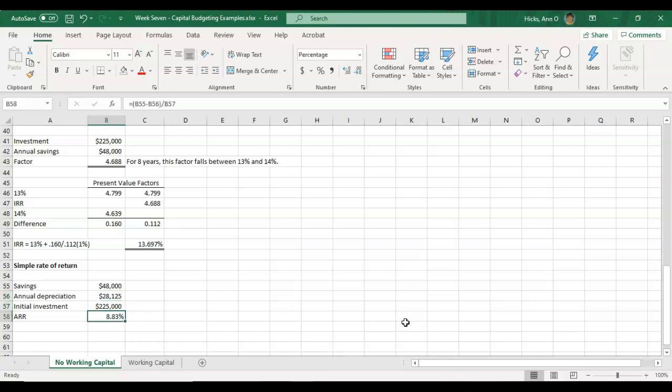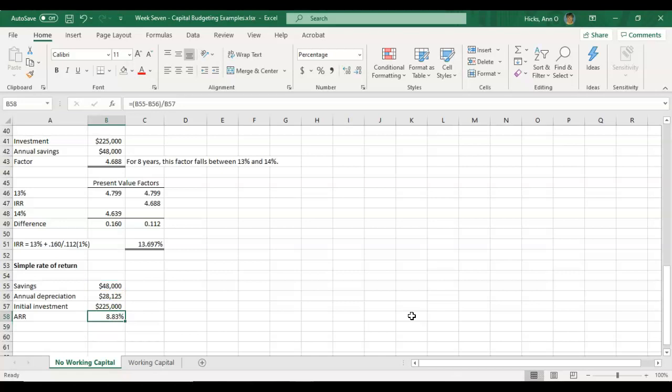The simple rate of return then is going to be the savings of $48,000 reduced by that depreciation, which effectively is going to give us our accounting net operating income generated by the investment. And then I divide that by the investment.